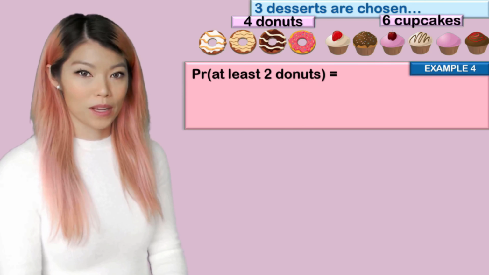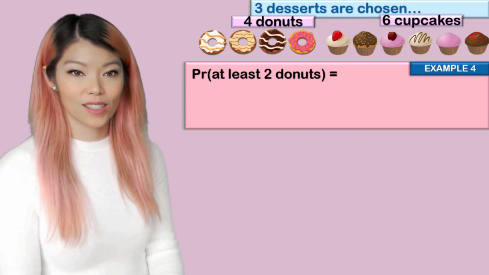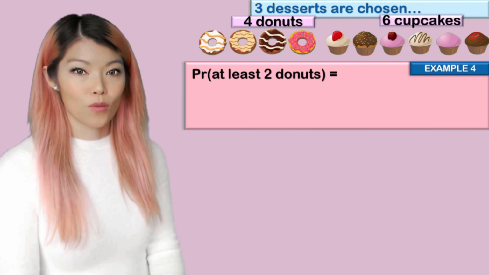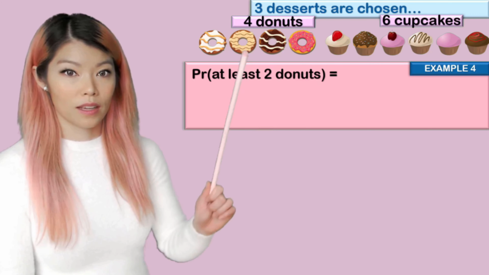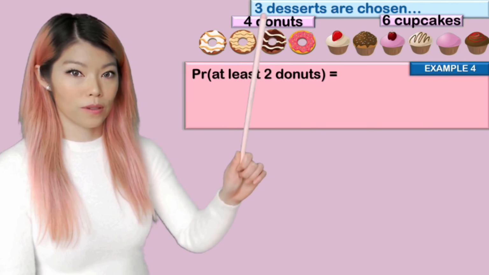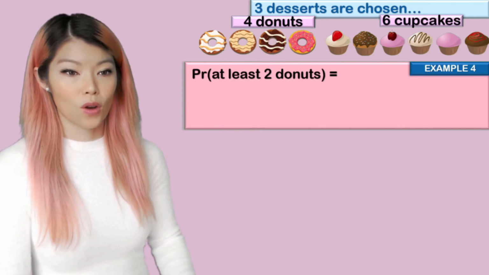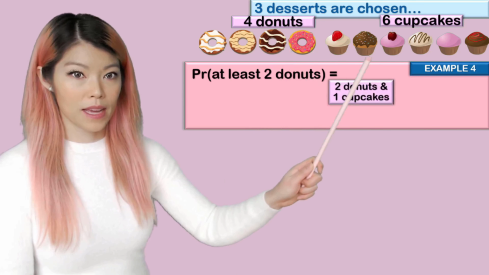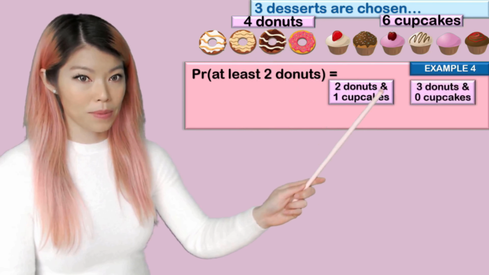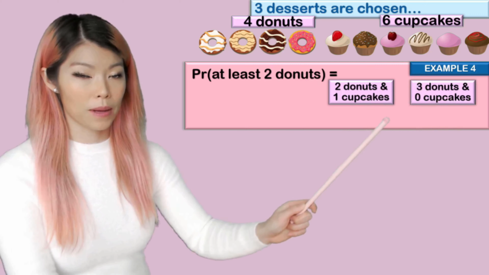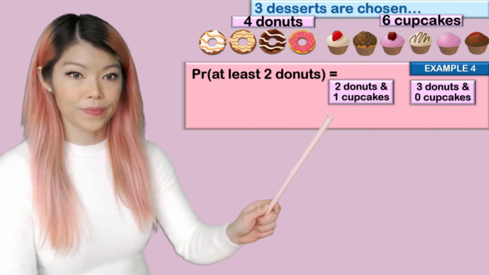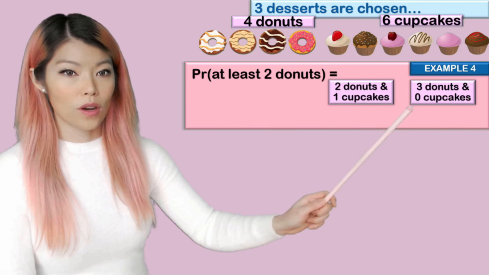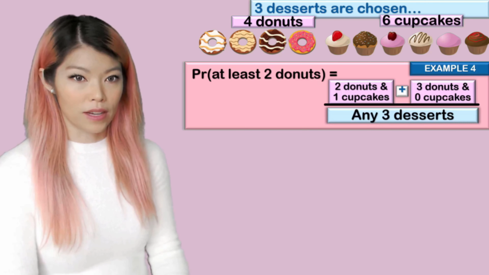What if we had to pick 3 desserts and we wanted at least 2 donuts? Well, at least 2 donuts means we have 2 donuts, or, since we are having 3 desserts, we can have all of them as being donuts. So we can have 2 donuts and 1 cupcake, or 3 donuts and no cupcakes. Be very careful that no cupcakes is placed in there as well. So that's what we want, and it's over any 3 desserts.